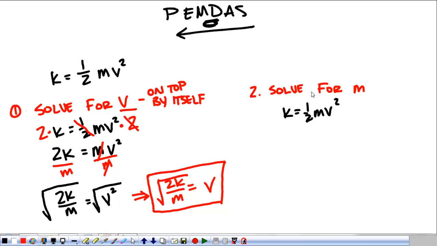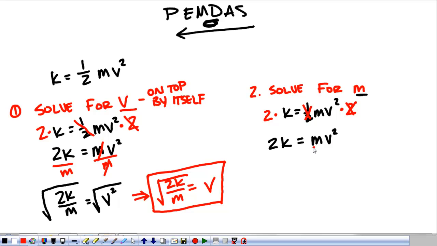Okay, you should be done solving it. So let's go ahead and get rid of everything and get m on top by itself. So again, the first thing we're going to do is multiply each side by 2. Because when I do that, the 1/2 goes away. So I've got 2k equals mv squared. I'm solving for m this time.